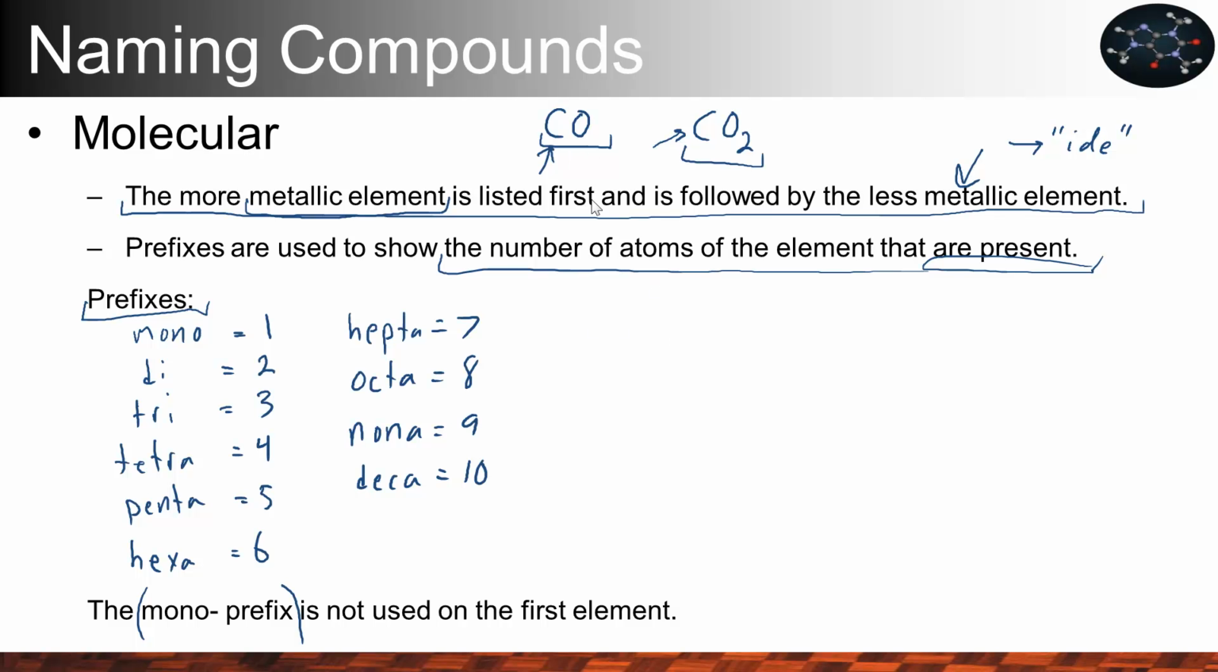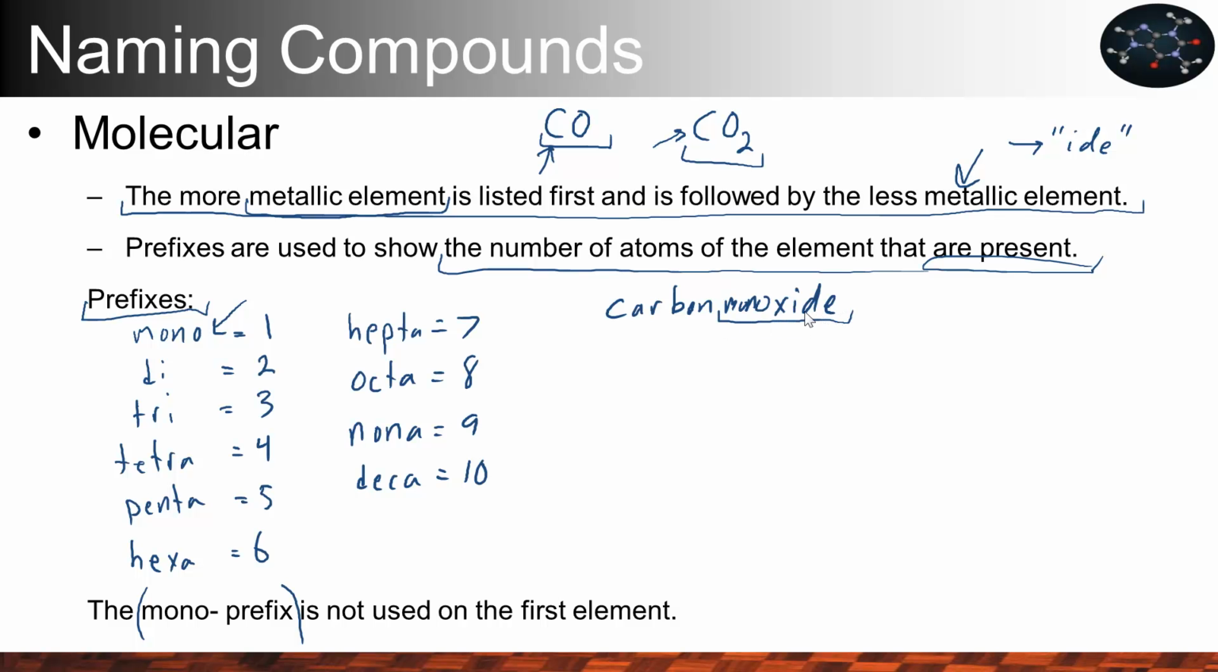So CO is carbon, O for oxygen. Oxygen becomes oxide. There's only one of them, so we call it monoxide. Notice how we dropped the second O, because we would have had mono-oxide. It would have been a double O. That would be awkward, so we just dropped that.